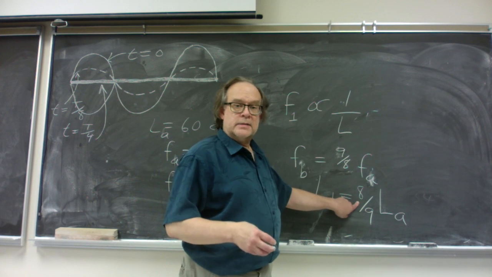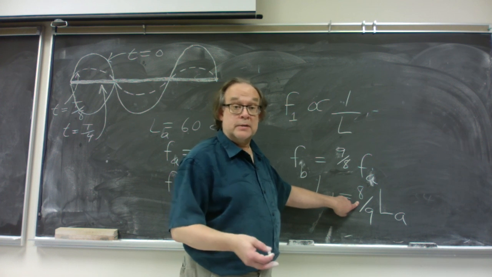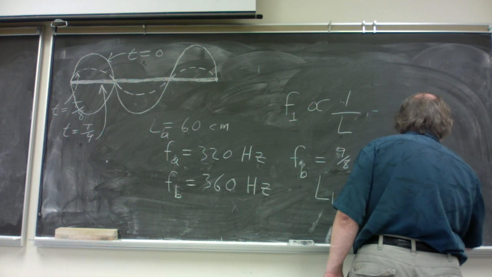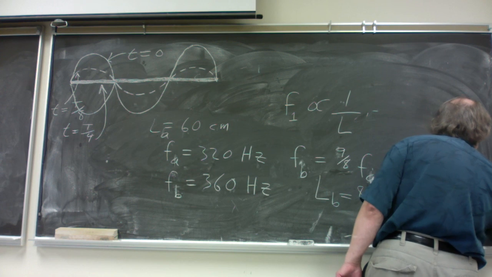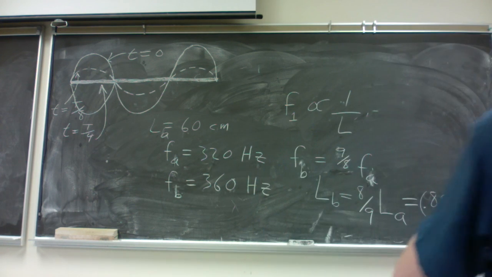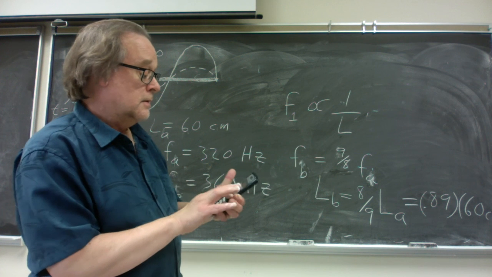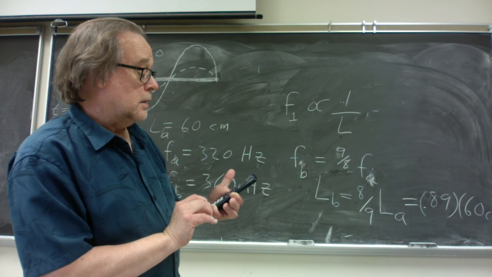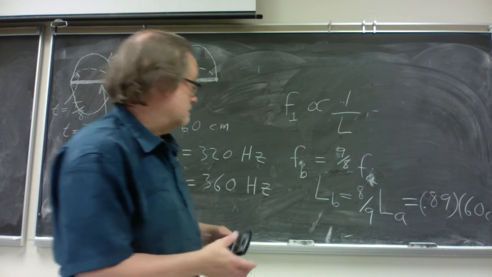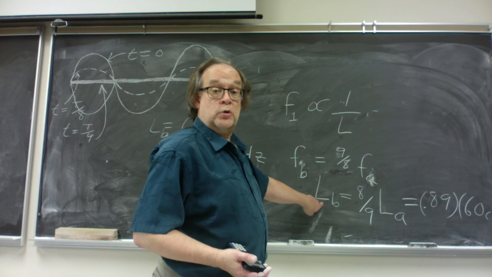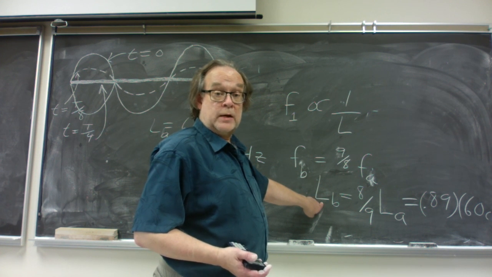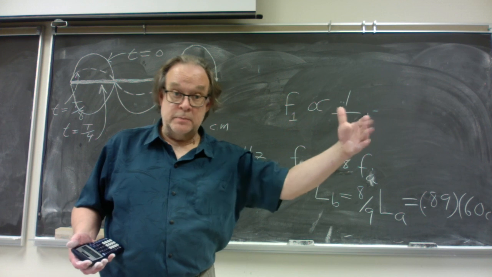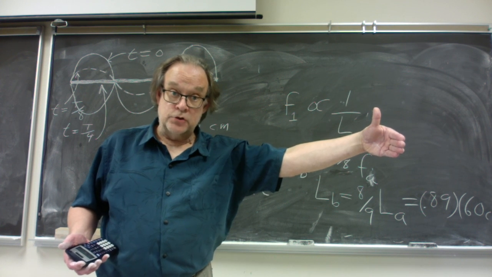So 8/9 is about 89%, so 0.89 times the original 60 centimeters. And so what kind of number do we get there? 60 times 0.89 is about 53 centimeters. So you want only 53 centimeters vibrating in order to get this higher pitch. In other words, you put down a finger about 7 centimeters away from the end of the string.